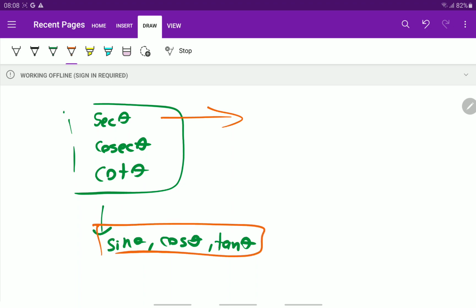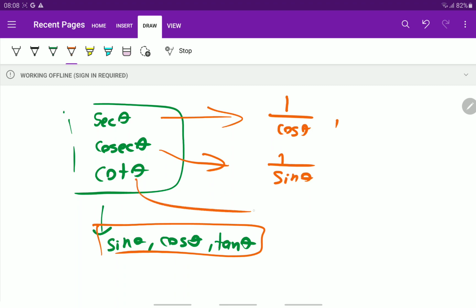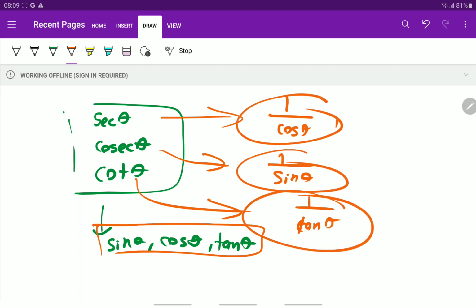So secant theta is 1 over cos theta, and cosecant theta is 1 over sine theta, and cot theta is just 1 over tan theta. Okay, these are all reciprocals.